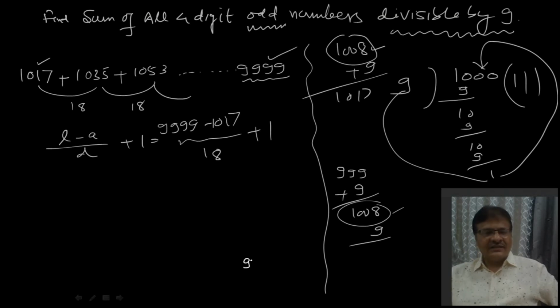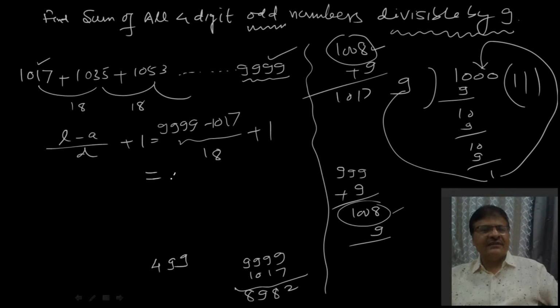So 9999 minus 1017. What do I get? 7 plus 2 is 9, then 8, 9, so 8982. If I divide by 18, what do I get? 18 times 4 is 72, then 17, 178, then 9, so I get 499. Plus 1. So what is that? 500. So I got the number of terms.